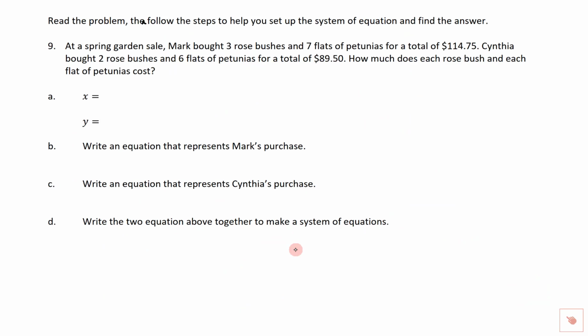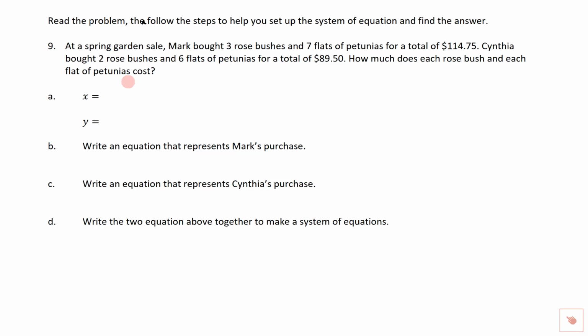Okay, we get to do some story problems now with this whole systems of equations. So it says read the problem, then follow the steps to help you set up this system and solve to find the answer. So it says at a spring garden sale, Mark bought 3 rose bushes and 7 flats of petunias for a total of $114.75. Cynthia bought 2 rose bushes and 6 flats of petunias for a total of $89.50. How much does each rose bush and each flat of petunias cost?